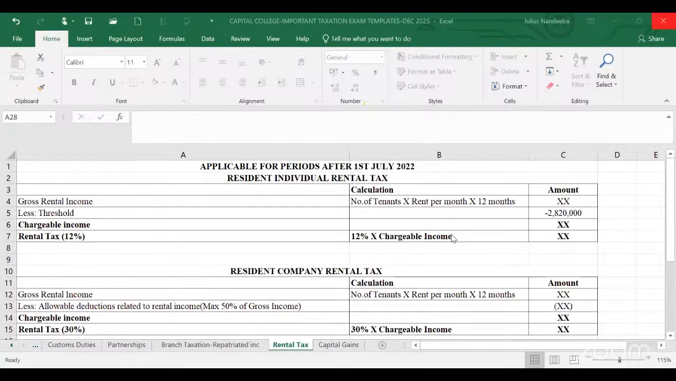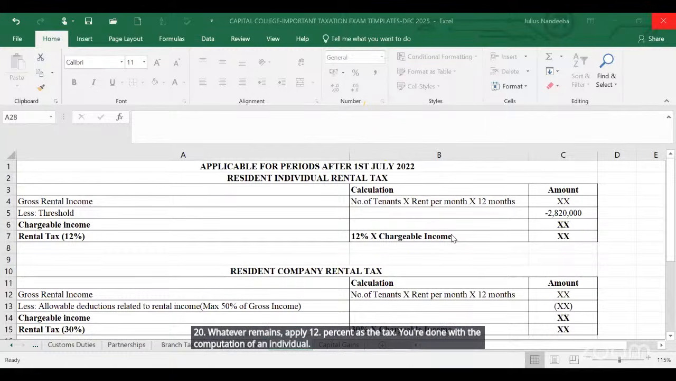So step number 1, determine the gross rental income. Step number 2, remove the annual threshold 2,820,000. Whatever remains, apply 12% as the tax. You're done with the computation of an individual rental tax.